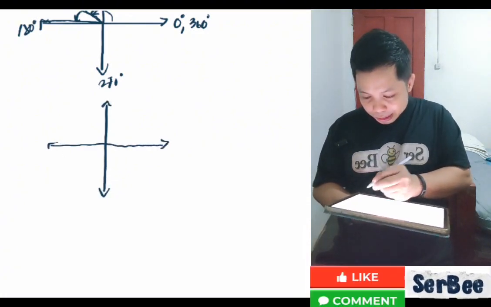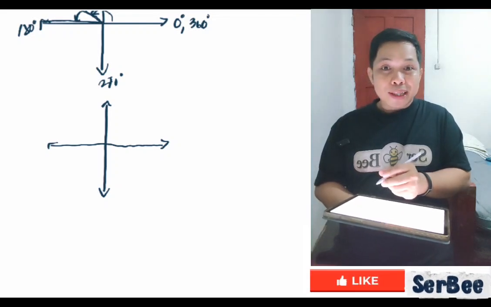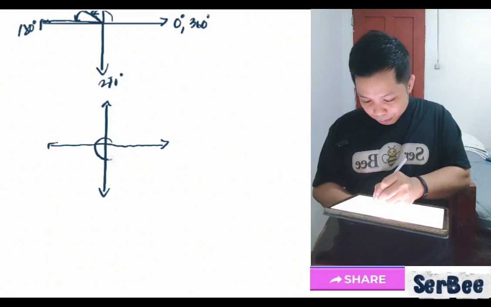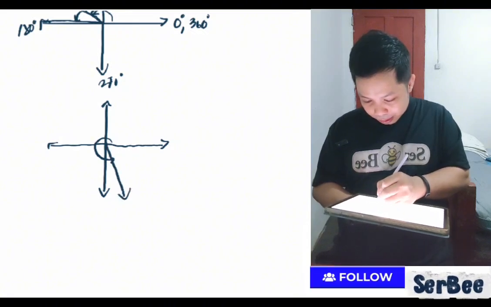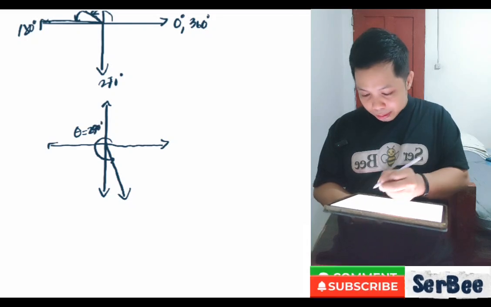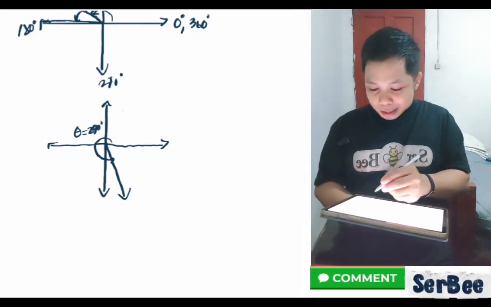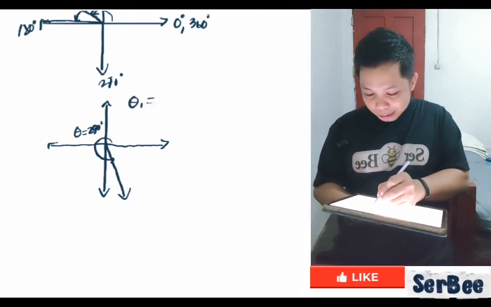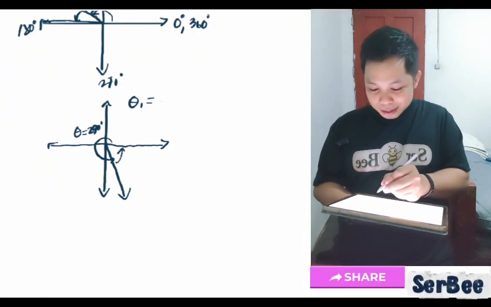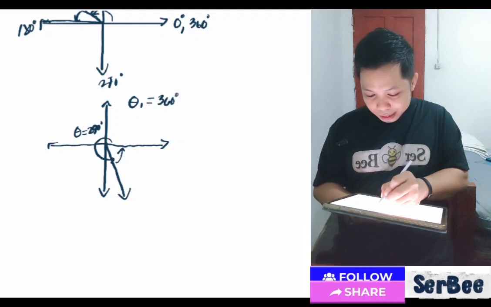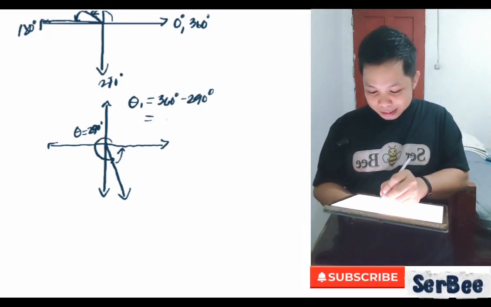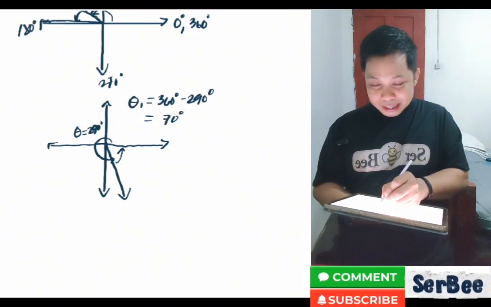So itong 290 degrees naman, ito ay lumampas ng 20 sa 270, di ba? So ibig sabihin, it lies on the fourth quadrant. So ito yung angle theta, which is 290 degrees. That is on the fourth quadrant. So to get the reference angle, ito di ba yung ano niya, reference angle? Okay? So to get the reference angle, 360 minus the angle 290 degrees. And that is 70 degrees.